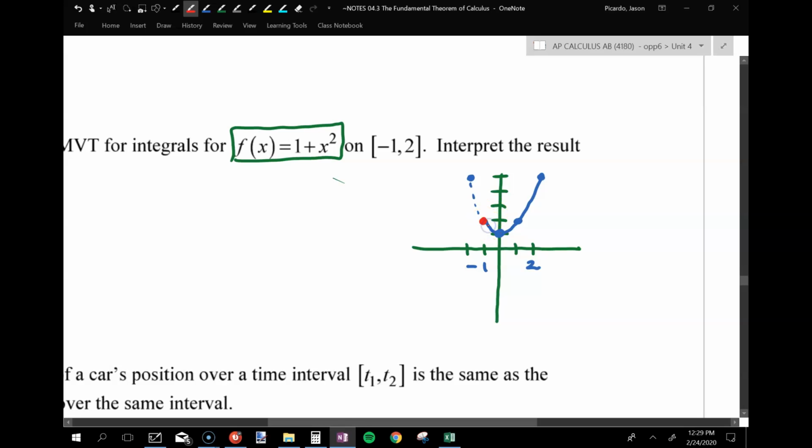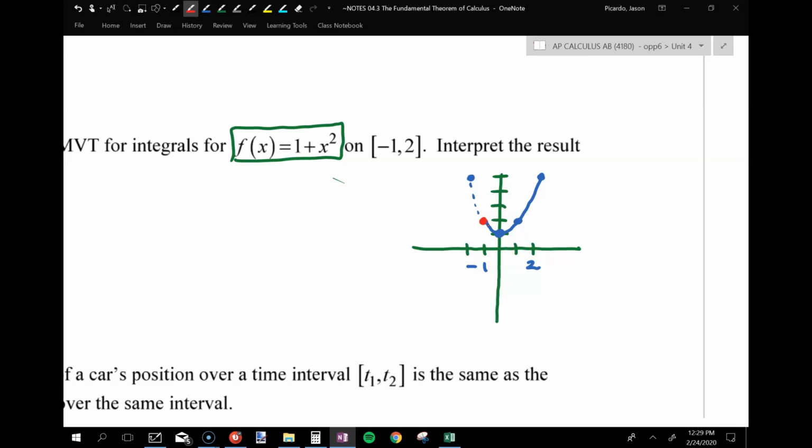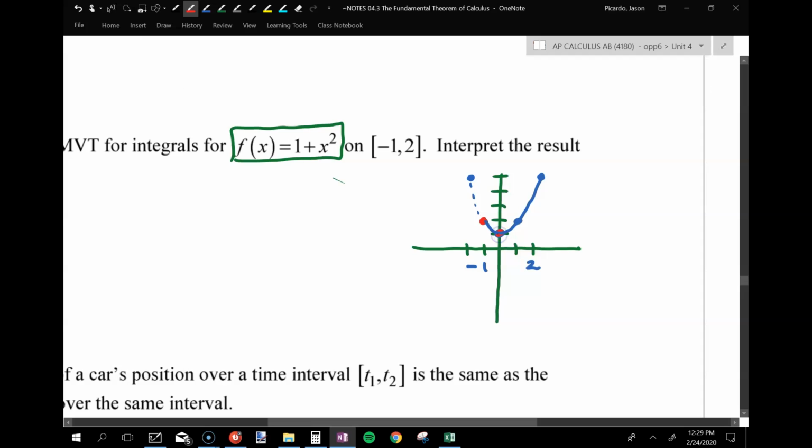This point right here is the point what? -1, 2. This is the point 0, 1. This is the point 1, 2. This is the point 2, 5. So I have 4 values that I know are on this, right? I have -1, 2. I have 0, 1. I have 1, 2, and I have 2, 5.